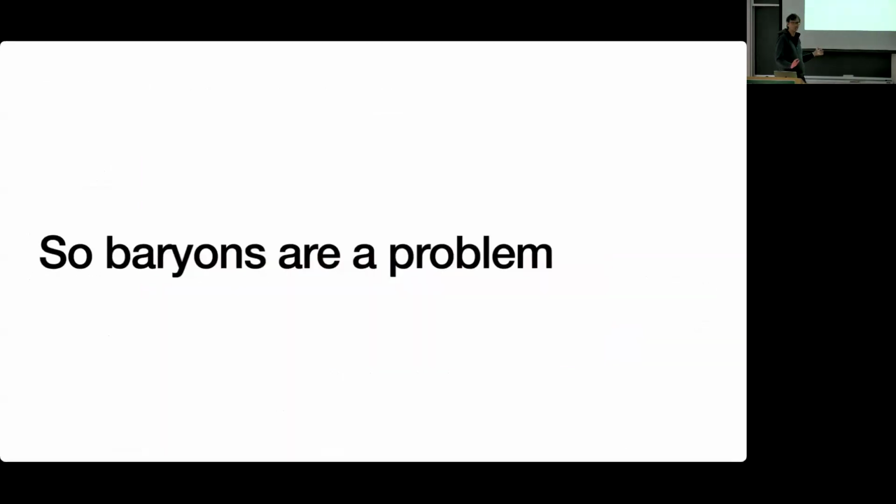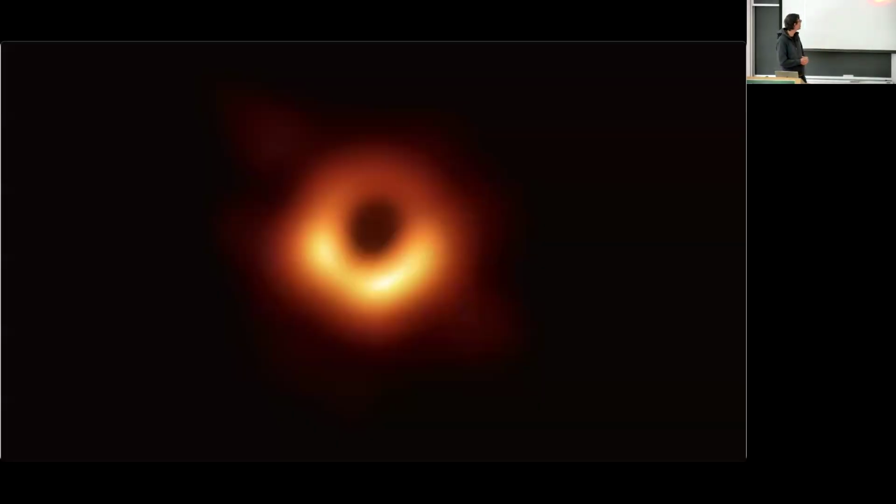Okay, so in general, I think the theme of this first part of the talk is that baryons are a problem, and so we want to get away from them. And so I put this up here. This is the EHT image. I put this up not because I want to claim that we should be using EHT-style observations to learn about the dark matter, but to make a point, which is that this image is very impressive, and it has really captured the imagination of a lot of people.